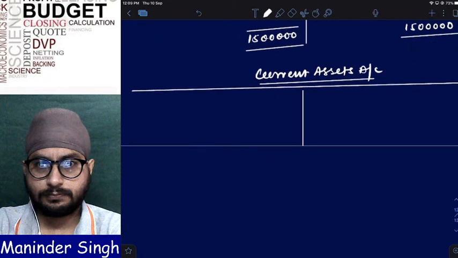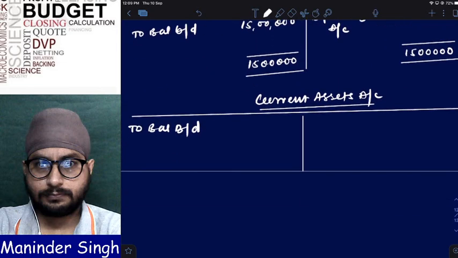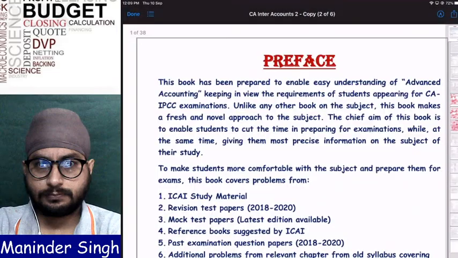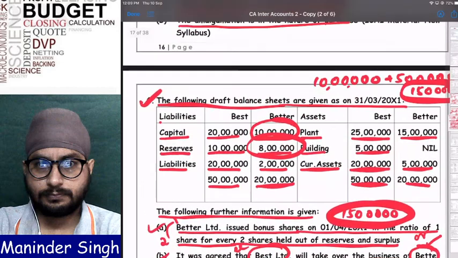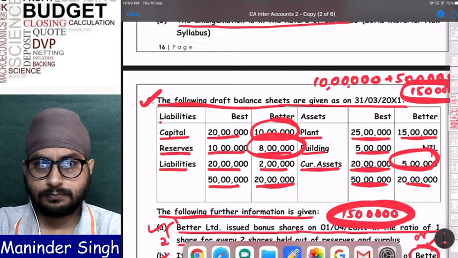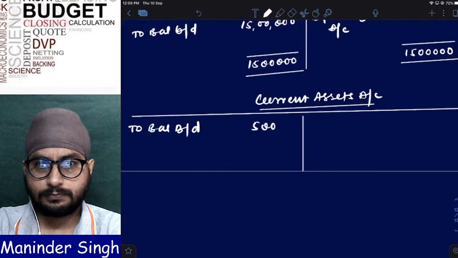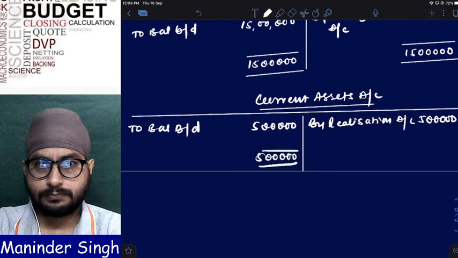Current assets. Now sir, current assets will have which balance? Debit balance. To balance brought down, how much? 5 lakhs. Clear? So it will again be by realization account, 5 lakhs. So the account is closed. Clear? Account closed.